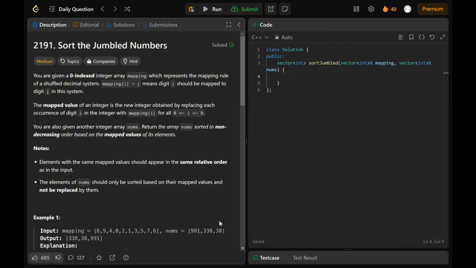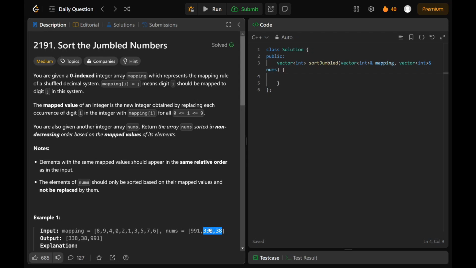After this, we have to sort the nums array on the basis of the mapped values. 669 is the largest, so this 991 will be at the most right side of the array that we return. In this example, 991 is the last element because 669 was the biggest value. The other two mapped values are the same, 7 and 7.